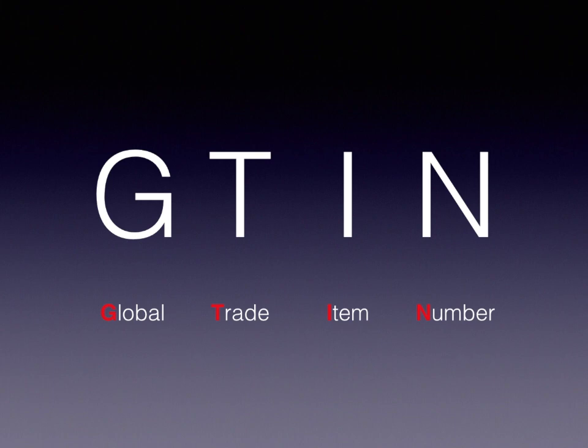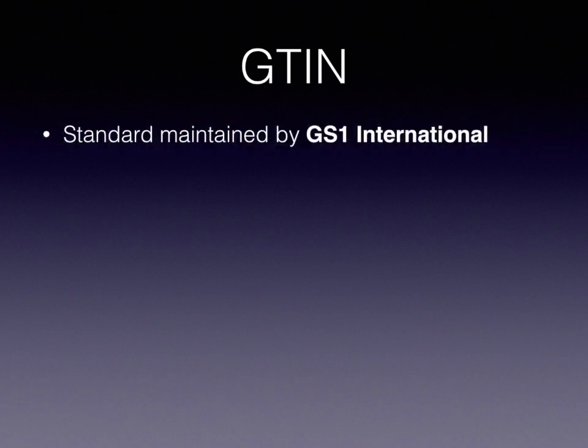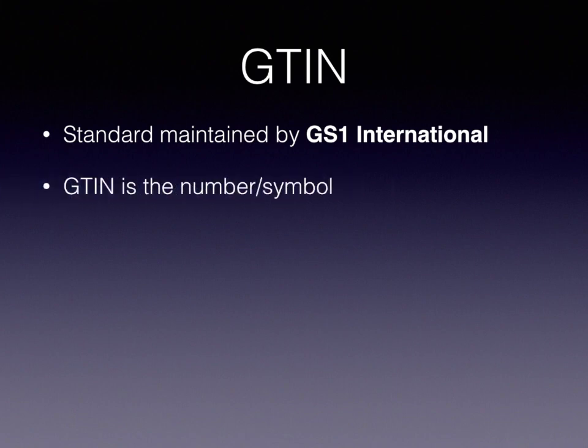And nowadays, if you're talking about a barcode, you're supposed to call it the GTIN. So don't talk about UPCs. That means you haven't read my book or haven't listened to this talk. If you want to sound smart, just call it the GTIN. The GTIN is a standard maintained by GS1 International. I'm going to explain what this is on the next slide. It's both the name for the number as well as the symbol.